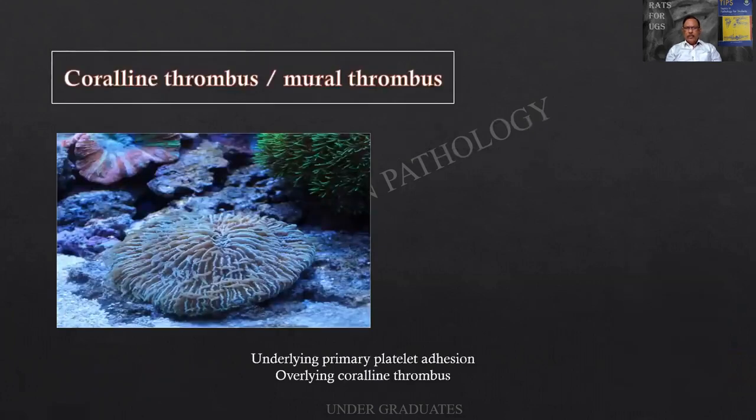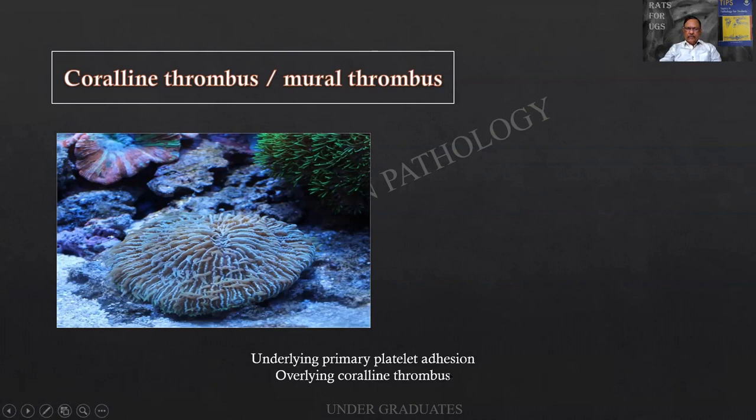Coralline thrombus or mural thrombus. What we are seeing on the screen is something called a coral reef. It is off the shores of Australia. A beautiful one that is almost becoming extinct gradually. In this, what happens is there is a gradual deposition of material one over the other, which we can call growth by accretion. I used to tell the students regarding the methods of calcification. It can be growth by accretion or growth by intersusception.